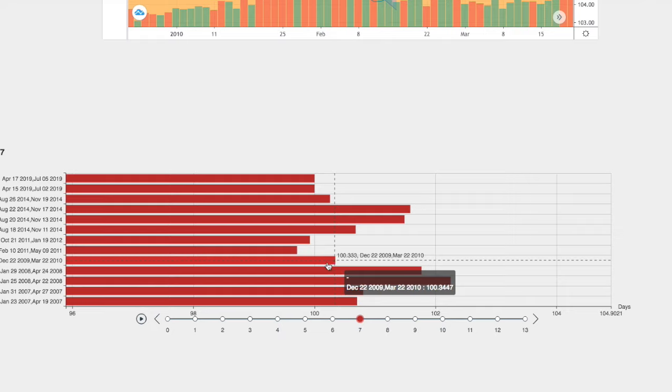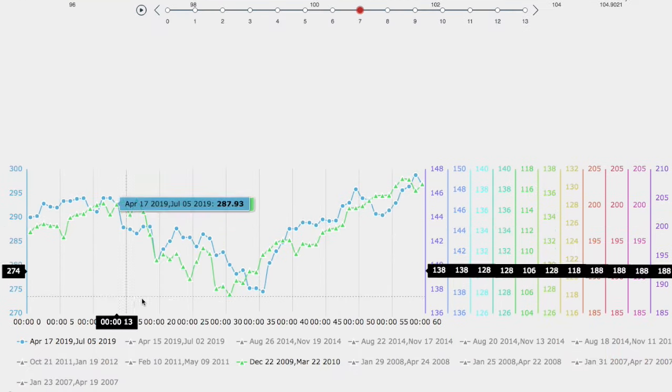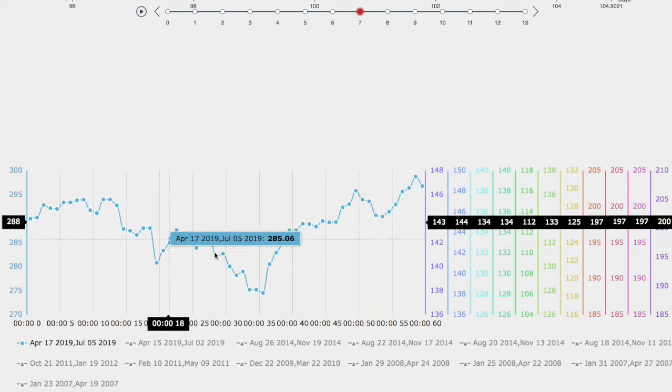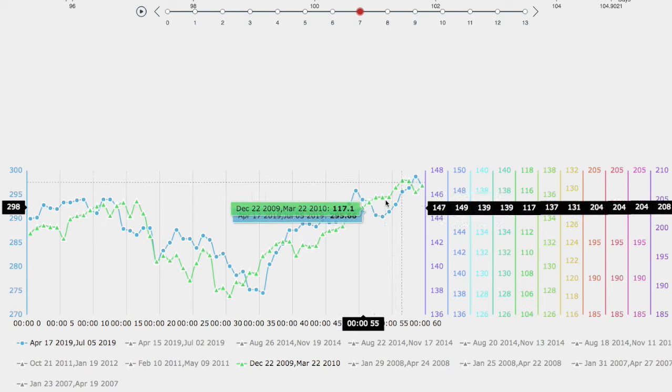So do expect price range or price movement to be relatively flat, not much news. And here's the price that I compared it to, the current trend right here with the '09 to 2010 trend overlapping it.